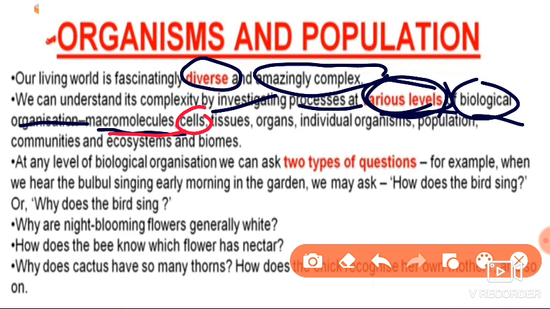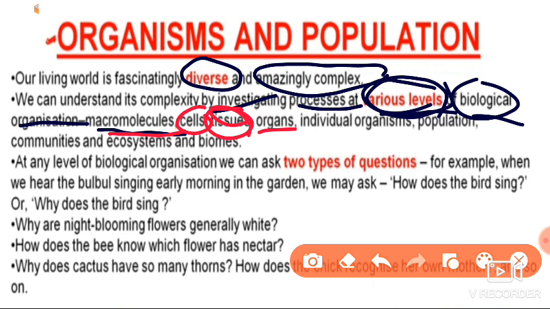Okay, next, these cells unite to form tissue. All these cells gather together and they will form tissue, and these tissues in turn gather to form organs. Okay, they will form organs. Cells unite to form tissue, and tissues unite to form organs.